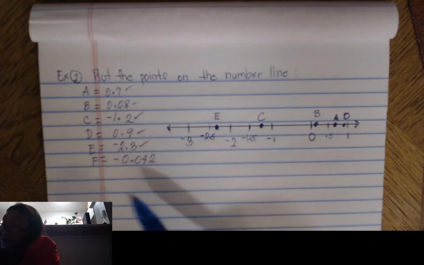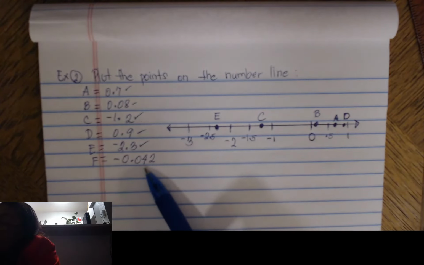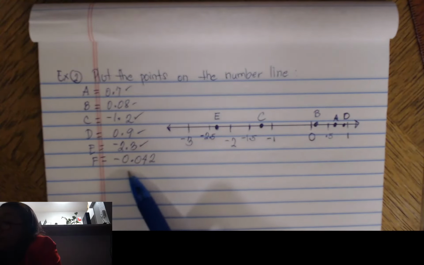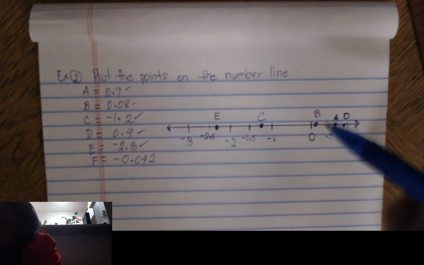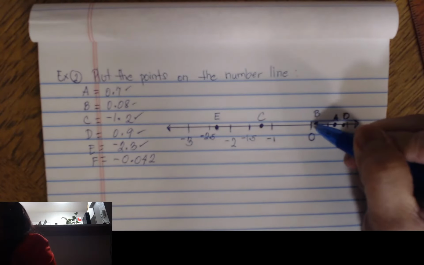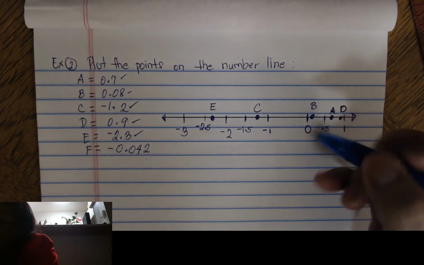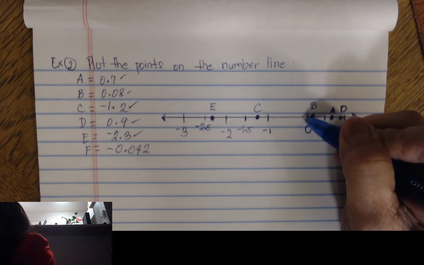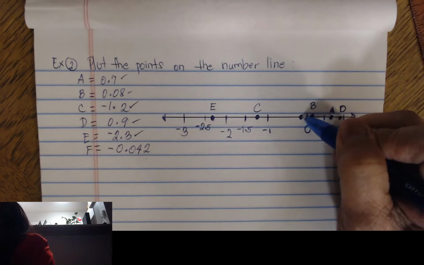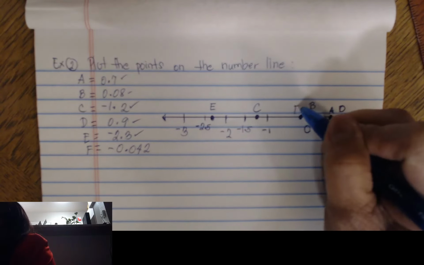Then one more. Negative 0.042. This is a small number, close to 0. But not 0, of course. So therefore, if this is 0, that's a negative. So that would be to the left of 0. So be right here. Then I'll call this my letter F.